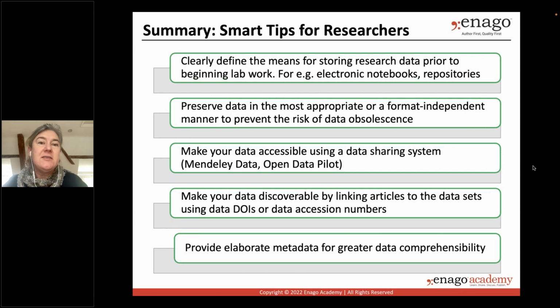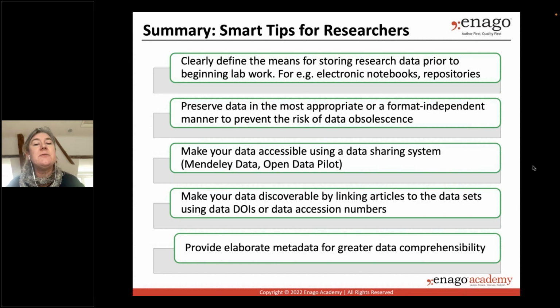Please clearly define the means for storing your research data before you start. So what you're going to be using. Try and preserve the data in the most appropriate format-independent manner. So where possible, rather than Excel, go CSV, that kind of thing. And as well as avoiding obsolescence, that also helps keep you out of being bound by licenses, and therefore prevented from sharing in the future.